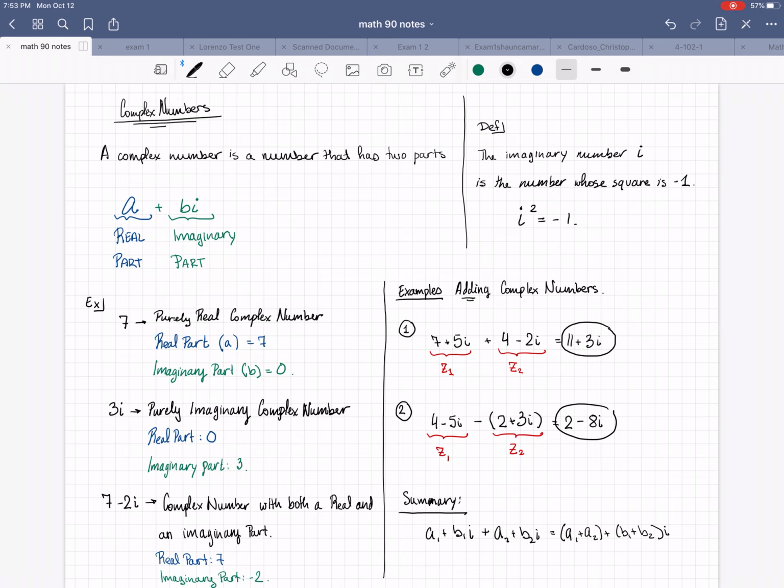Okay, that's the first lesson on complex numbers where we introduce just the basics. What is a complex number? Introducing the imaginary number i. In our next video, we'll start talking about some operations on imaginary and complex numbers.